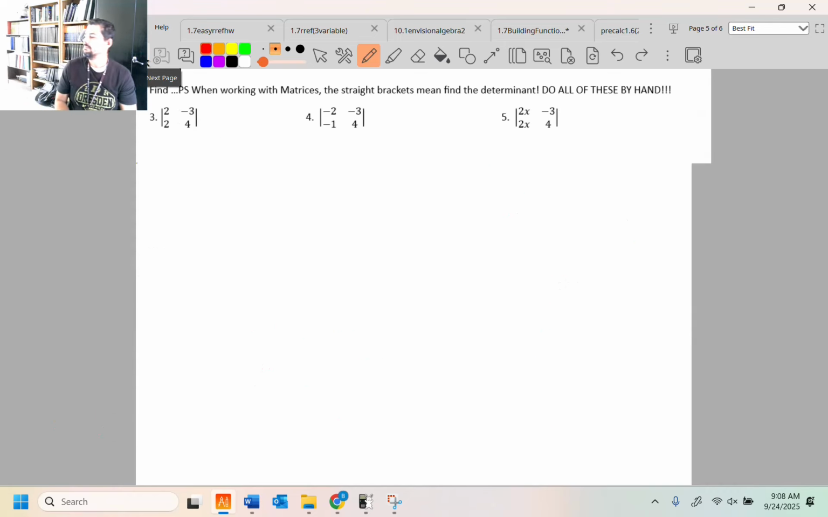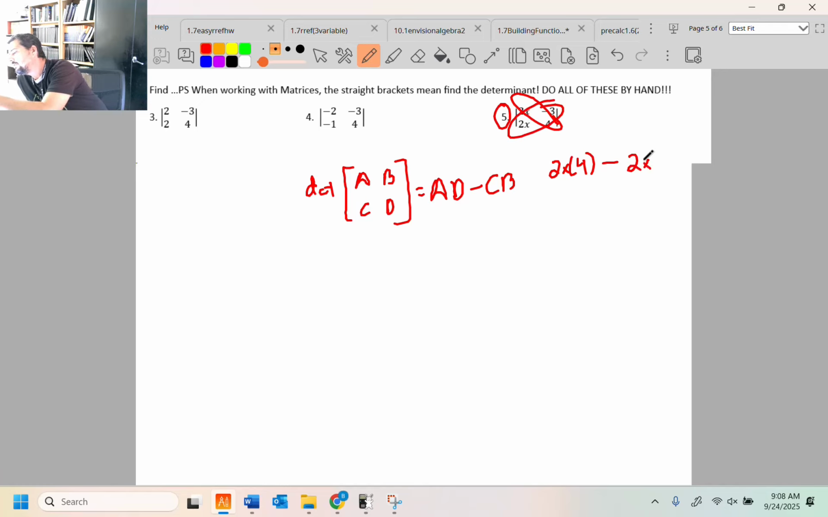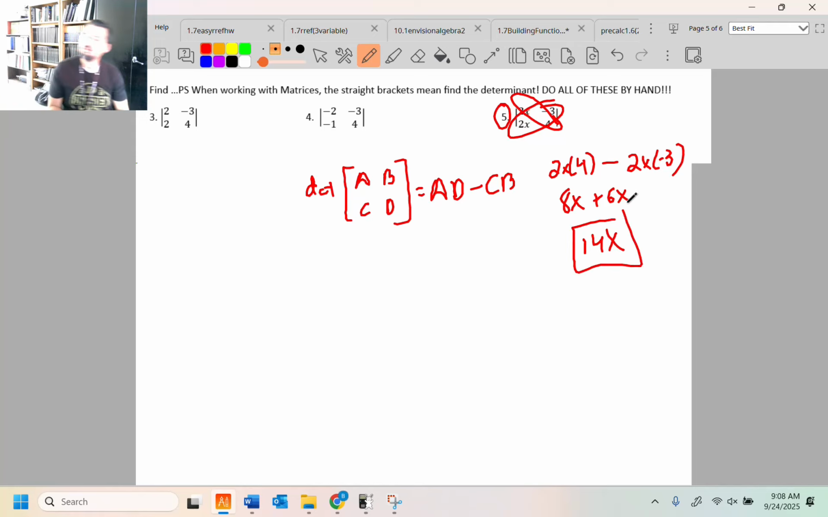Good stuff. All right, so here we're doing determinants. I'll do 5. So let me go over the rule. The determinant of a matrix that contains the elements A, B, C, and D is A times D minus C times B. That's all it is. So I'm going to do 2x times 4, take away, it's always take away, the product of 2x and a negative 3. 2x times 4 is 8x, a negative times a negative is positive, 2x times 3 is 6x, and we get 14x.